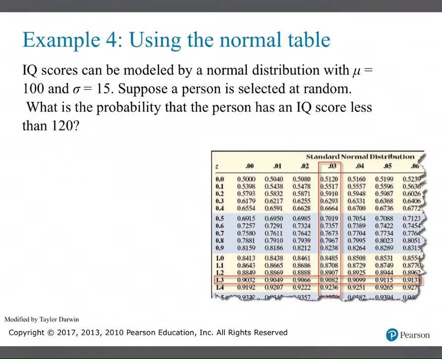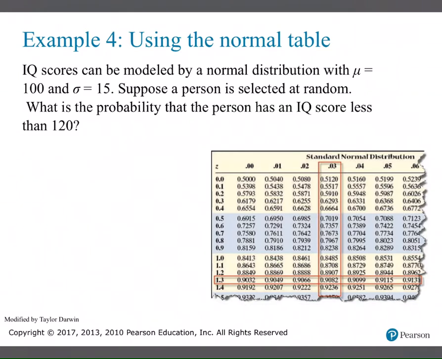This example says, IQ scores can be modeled by a normal distribution with mu equal to 100 and sigma equal to 15. Suppose a person is selected at random. What's the probability a person has an IQ score less than 120?